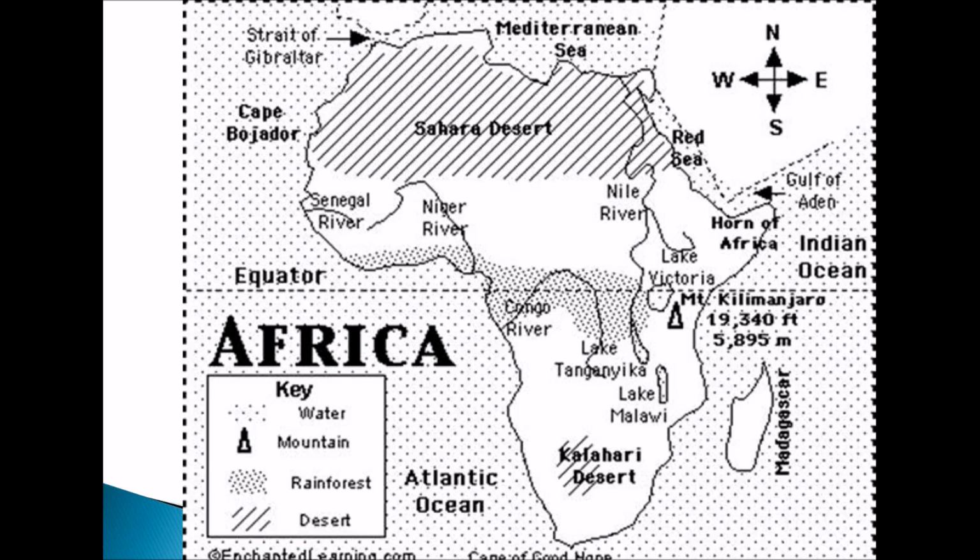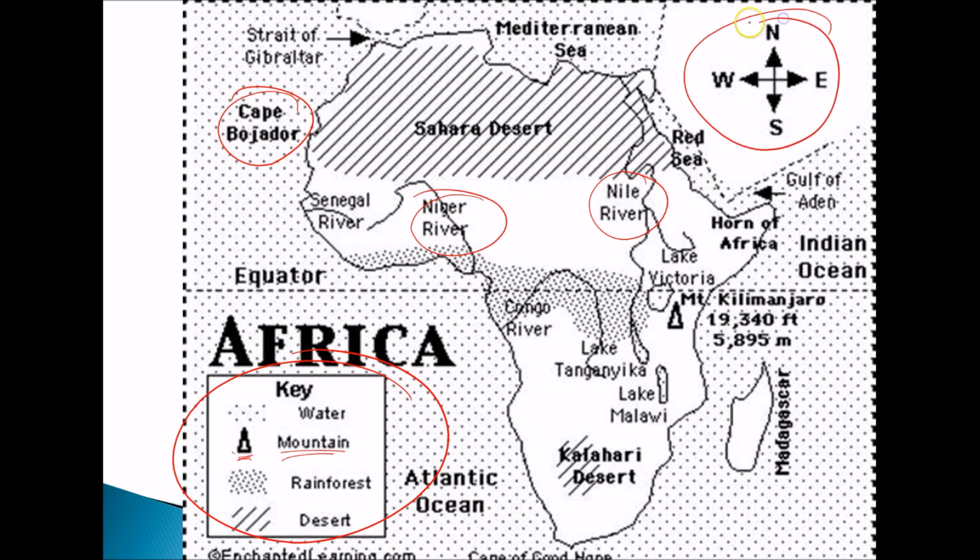Do we have a key? Absolutely. The key is located here. Again, it's within a box, and it has the symbols and a label for that symbol. Where are the labels? You're right, there are many labels. Cape Bajador, you have the Niger River, you have the Nile River, and again, these describe what you are seeing. Where's the compass? Absolutely, the compass is up here in the corner. What is missing from this map?